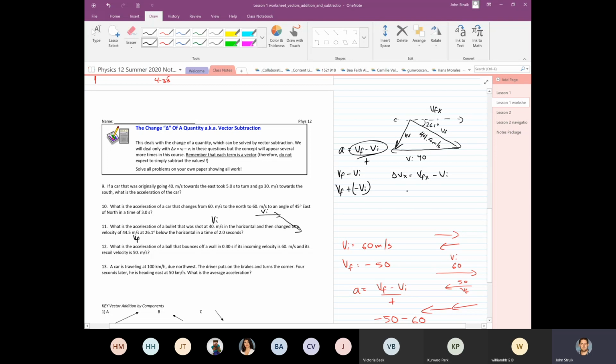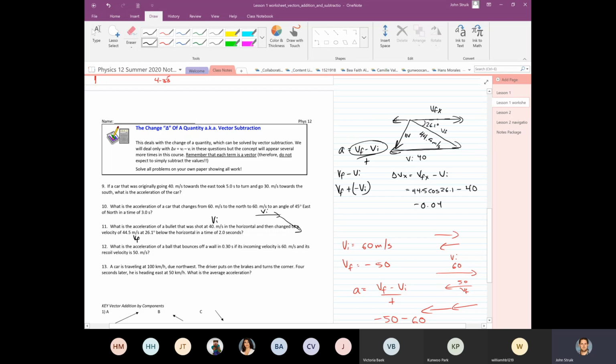So it's going to be 44.5 cos 26.1 minus 40. All I'm doing is this line minus this line to get this line right here. So that's going to be 44.5 cos 26.1 minus 40, which should be negative. So that's negative 0.04. That's barely anything.